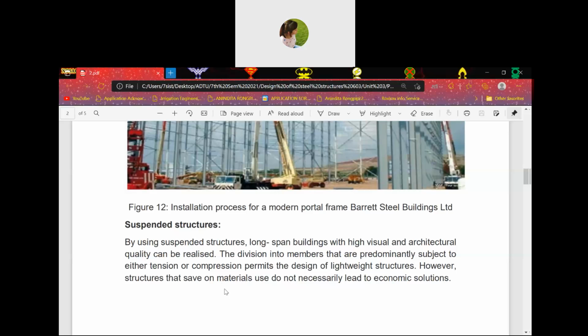So it is clear that spending less on materials does not necessarily mean that it is providing us a proper economic solution.